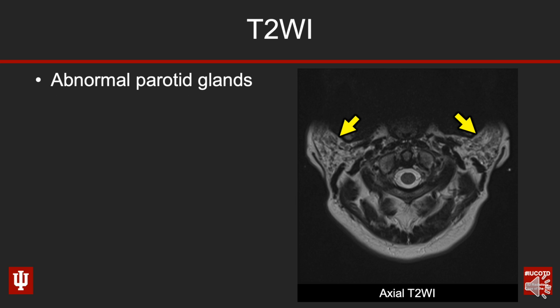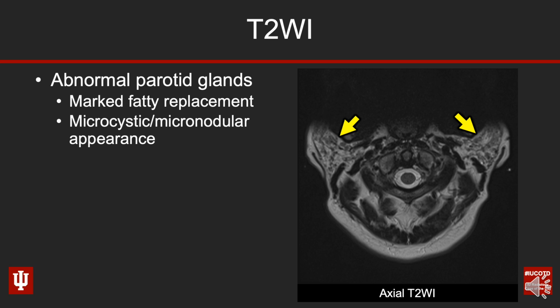Okay, so let's look at that last image. It's an axial T2 weighted image at the C1, C2 level. And if you look outside of the spine, you'll see that the parotid glands are abnormal in appearance. They have marked fatty replacement. They're very T2 hyperintense. If I were to show a T1, they'd be T1 hyperintense as well. But look carefully within the parotid glands, and you can see they have a microcystic or micronodular appearance.